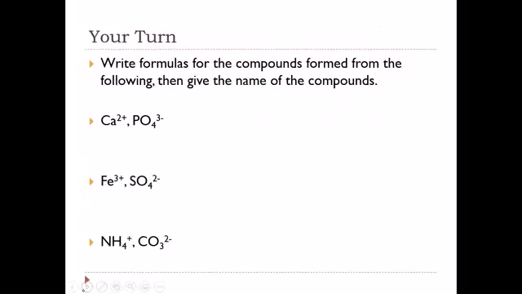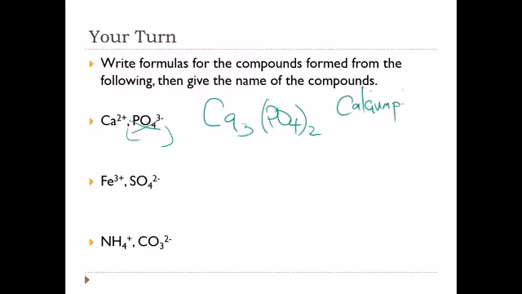Okay, more practice. Pause the video, write the formulas, and name the compounds. Then come back. So we have Ca3(PO4)2. So this is calcium phosphate. Calcium space phosphate. Try to make that clear, there's a space. Calcium phosphate.